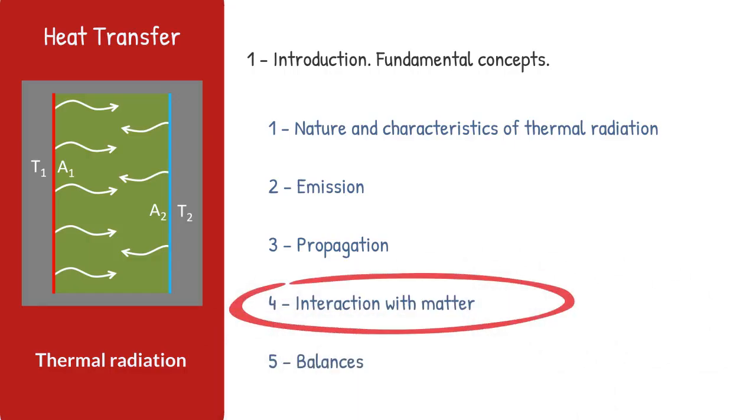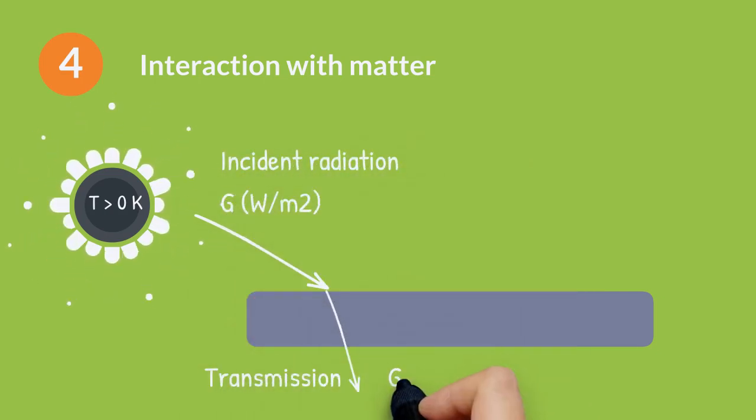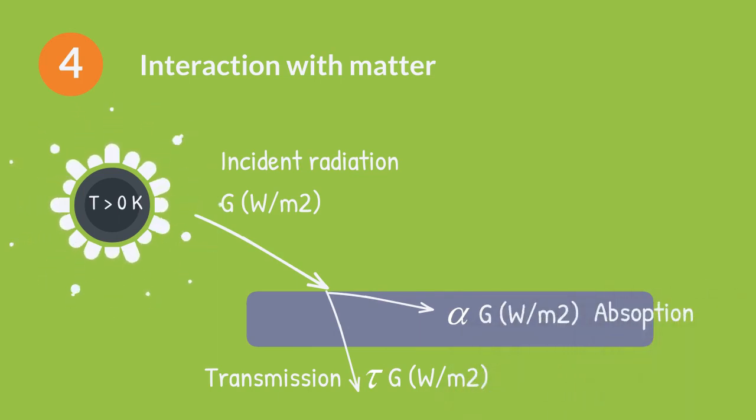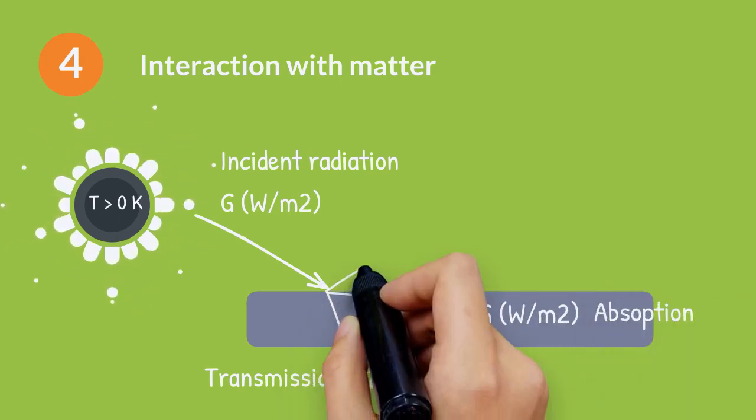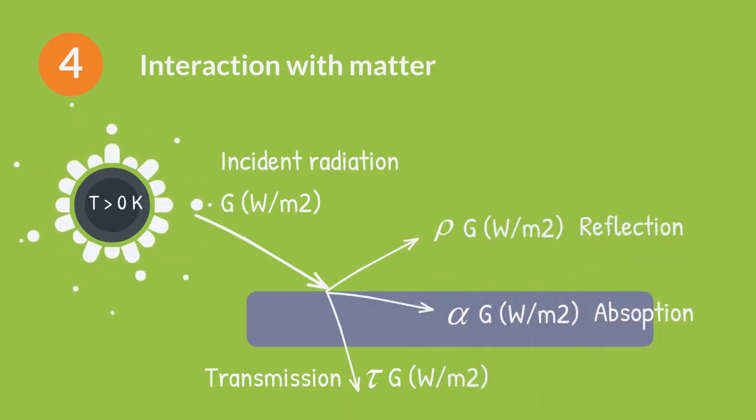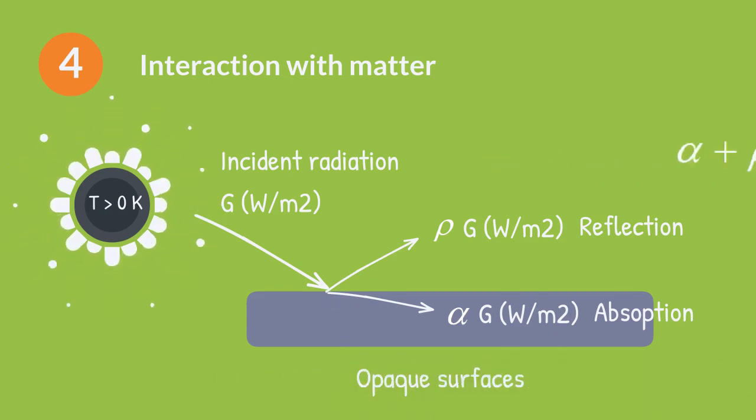The next of the questions that we have asked ourselves at the beginning is how radiation interacts with matter. Of the incident radiation flux, one fraction, tau, can be transmitted. Tau is the transmissivity. One fraction, alpha, is absorbed. Alpha is the absorptivity. Radiation that is neither absorbed nor transmitted is reflected. Rho is the reflectivity. As a consequence of the conservation of energy, tau plus alpha plus rho equals 1. For opaque surfaces, tau is 0.